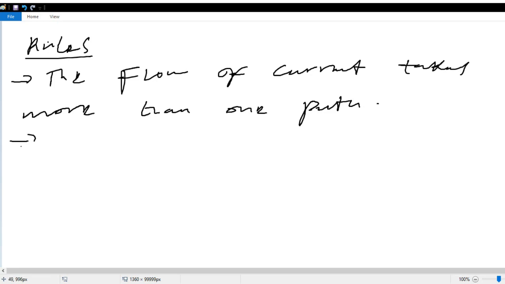Then the other rule states the current entering the parallel connection is equal to the current leaving the parallel connection. So the current that is entering the parallel connection is the same as the current that is leaving the parallel connection.